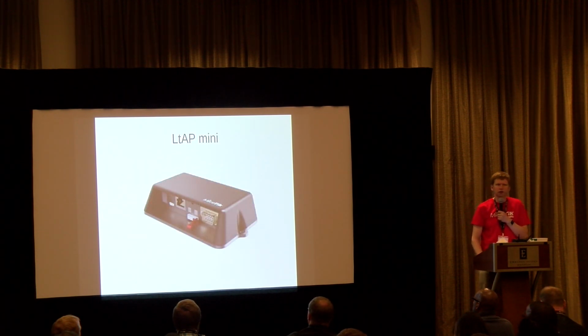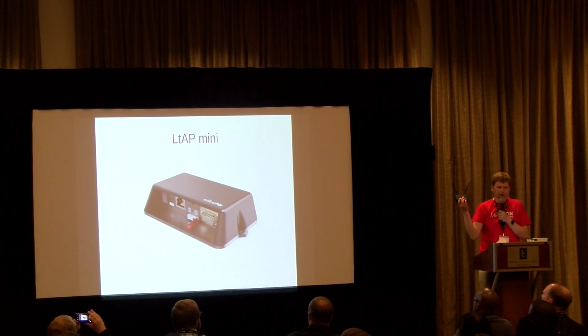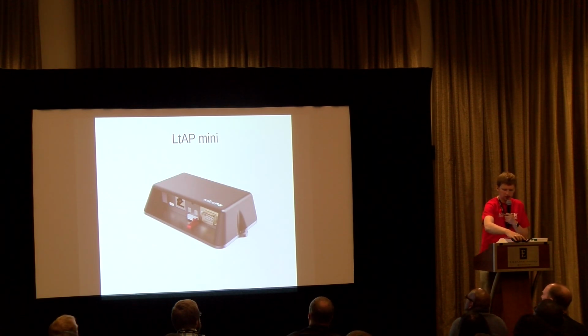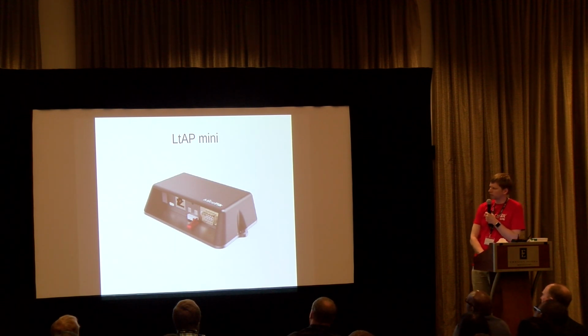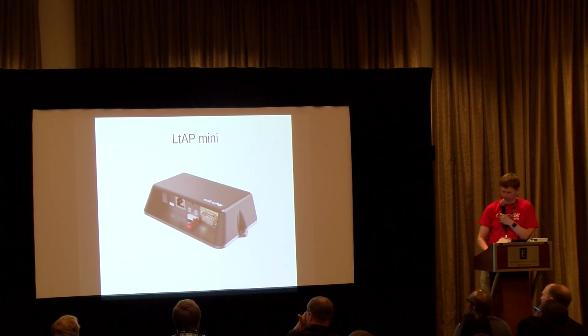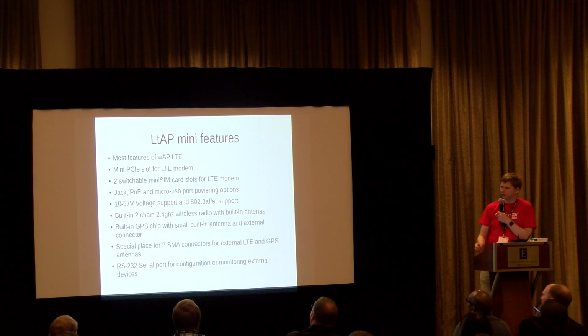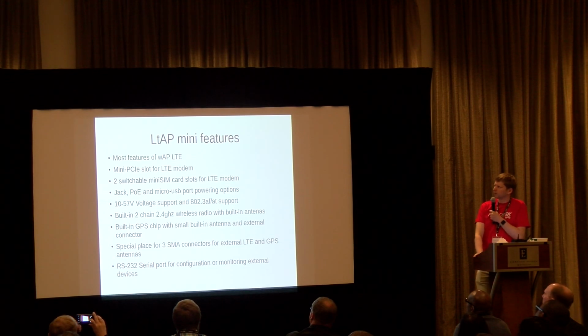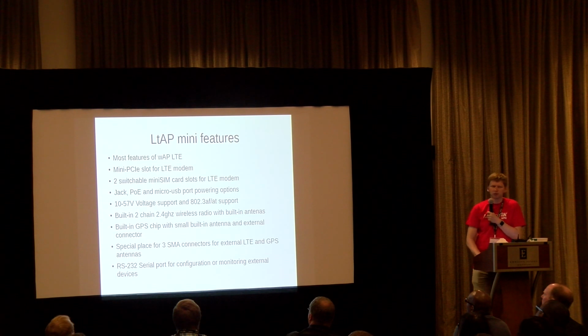And also the new one, we have the LtAP mini. It looks like this. It's also an LTE product. As you can see in the picture, it has an Ethernet connector, also a serial connector, and two SIM cards with a lock. The features are mostly the same as the WAP LTE. It has a mini PCIe slot for the modem, and two switchable SIM cards for the LTE modem. You can put two SIM cards from the same provider or from different providers.